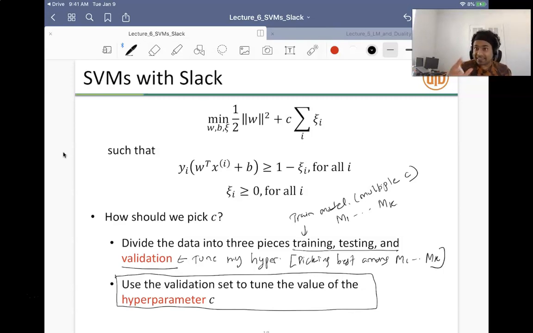Okay, so I tune my hyperparameters on my validation set, get the best model from M1 to MK, right? And finally, on my test set, I evaluate it. So you see with this process, there is no cheating, right? I have a different set on which I've done my training, a different set on which I do my validation and pick the best model, and a different set where I report the accuracies.